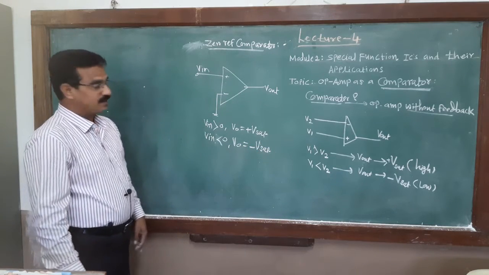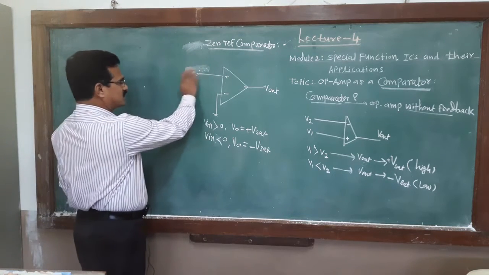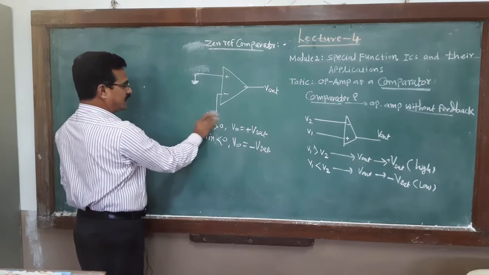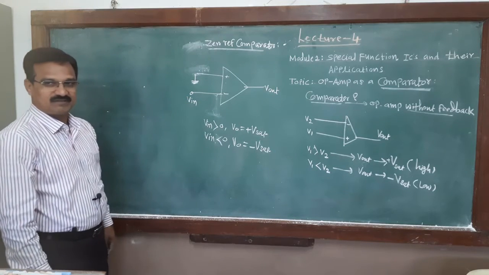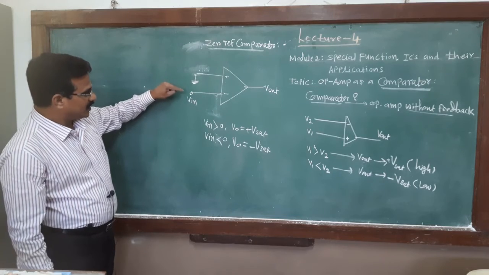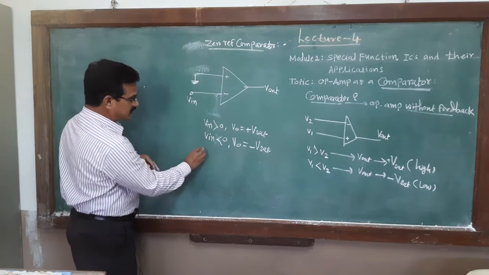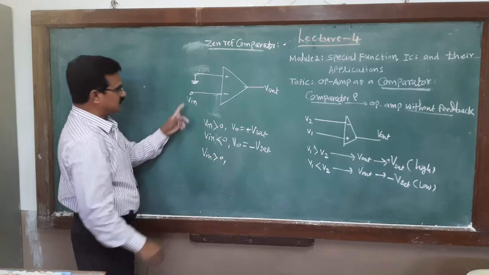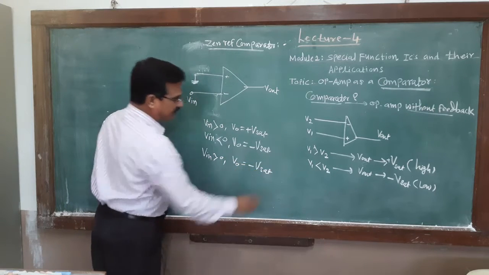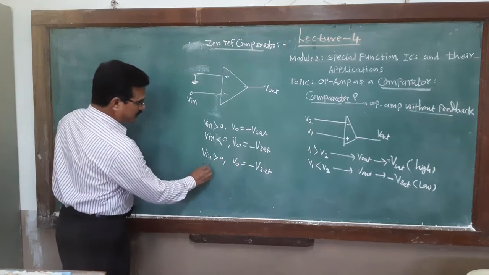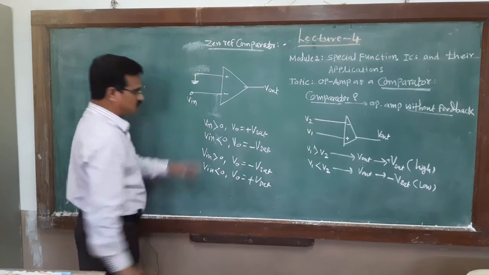This is the situation for the non-inverting zero reference comparator. But suppose the non-inverting terminal is connected to ground and the input is given here. What will happen? That is an inverting zero reference comparator, and for that the cases are reversed. For this, if the input is greater than 0, the output must be equal to minus V saturation. And if the input is less than 0, then the output must be equal to plus V saturation. Remember these two conditions.